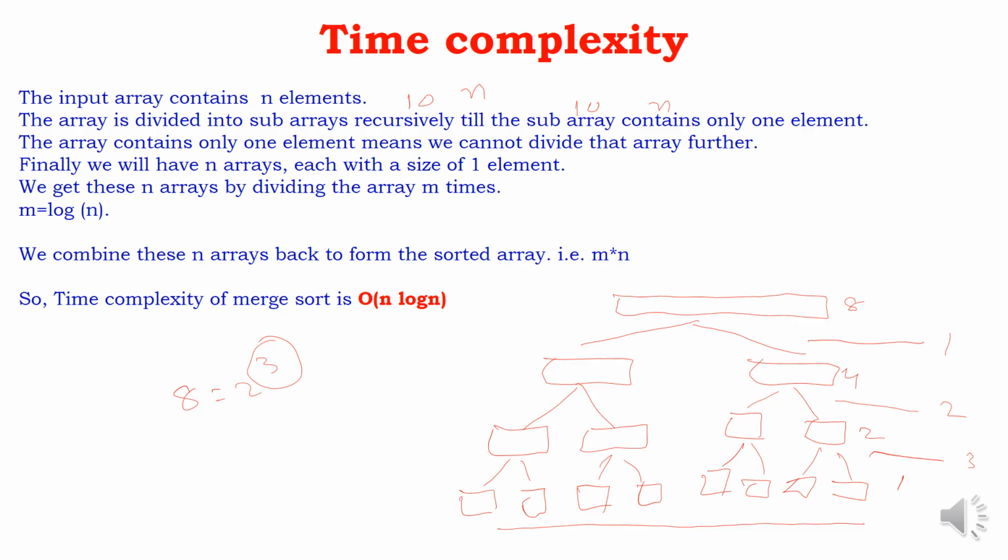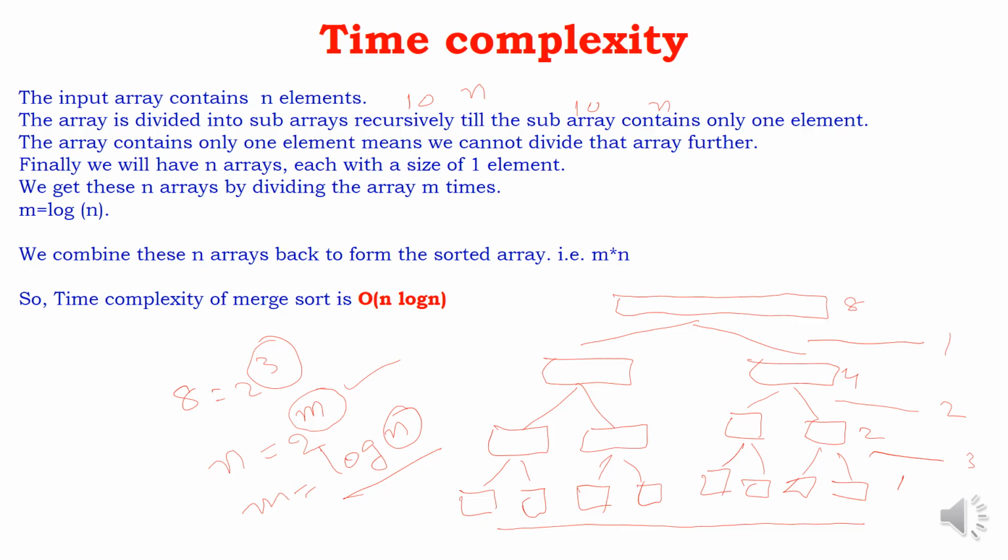Suppose there is an array consisting of n elements, where n may be considered as 2 to the power m. So m is the number of times I can divide an array. If there are n elements which can be divided m times, what is m? M is log n.